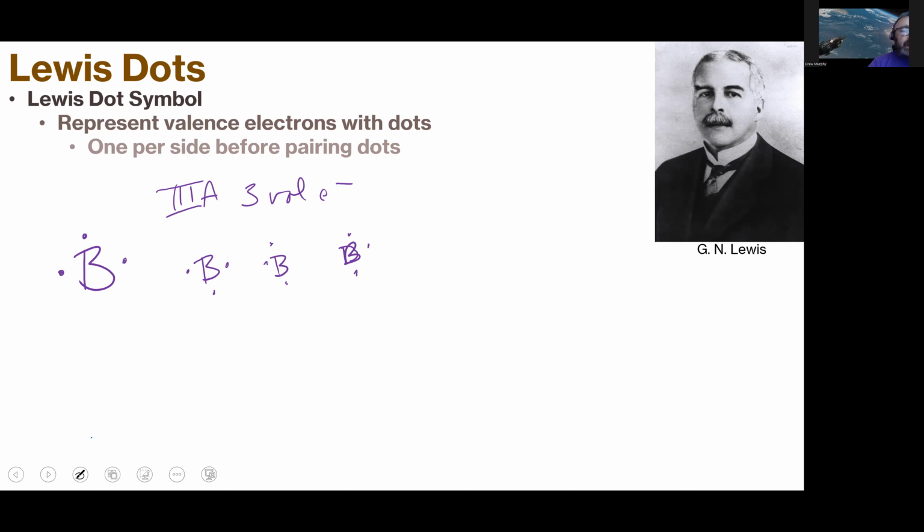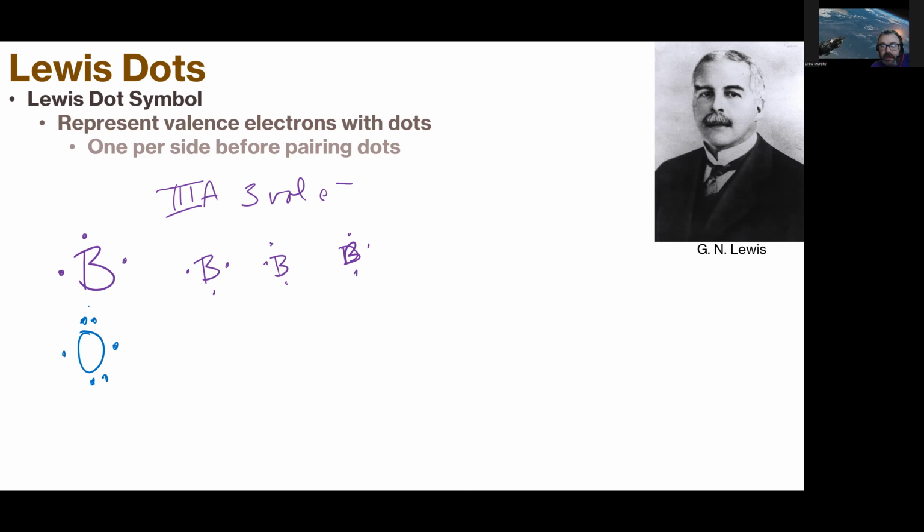If we look at, say, oxygen, oxygen is group 6A, so there's 6 valence electrons. 1, 2, 3, 4, 5, 6. Again, as long as you end up with 2 pairs and 2 singles, you're great. There's no real way to get around that.